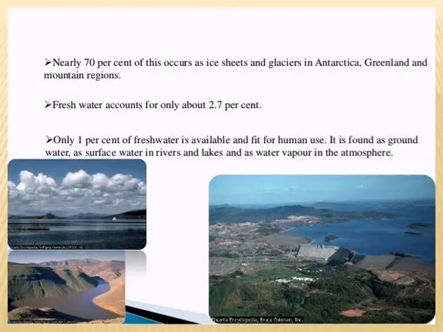It is found as groundwater, as surface water in rivers and lakes, and as water vapor in the atmosphere. Fresh water is therefore considered the most precious substance on earth. We know water can neither be added nor subtracted from the earth. Its total volume remains constant. Its abundance only seems to vary because it is in constant motion, cycling through the oceans, the air, the land, and back again through the processes of evaporation, precipitation, and runoff. This, as you already know, is referred to as the water cycle.